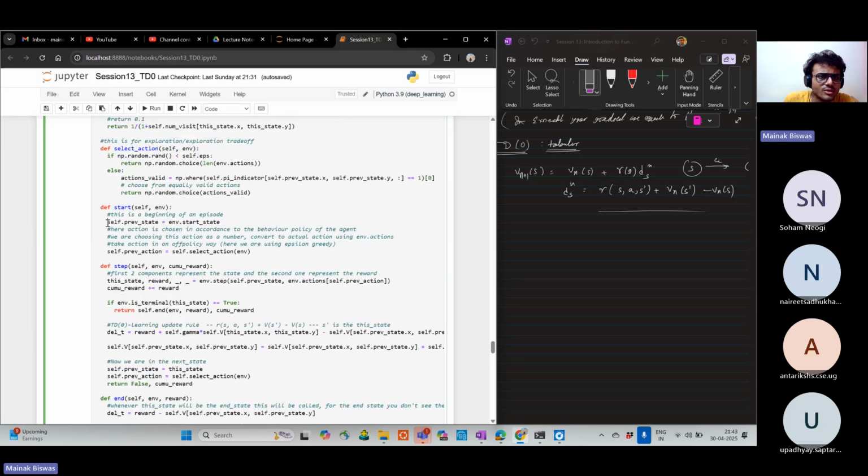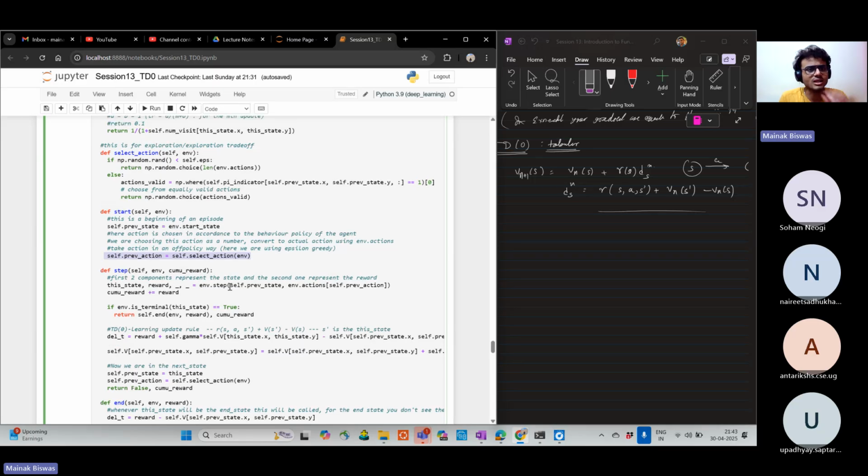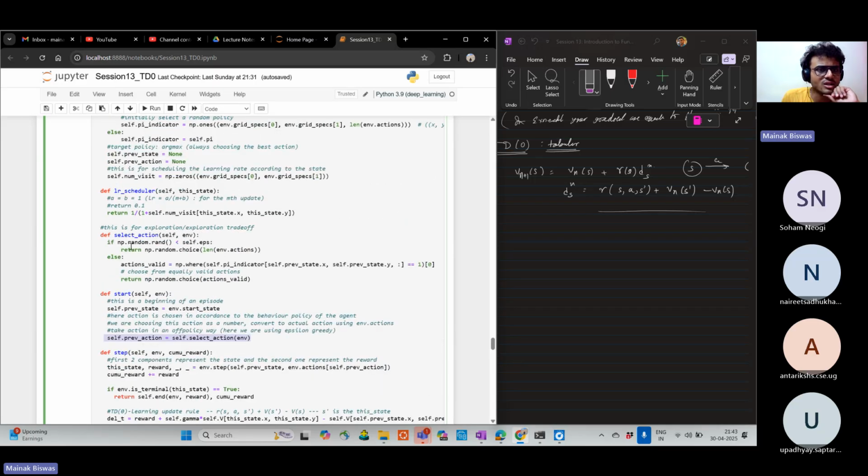In the start function, we name the current state as the previous state. We set it to the start state, and that's what we have done over here. We set it to the start state and we take an action. So for the current state, you take an action. So let us see how you select an action. It's an epsilon greedy selection of our action. So if it is less than epsilon, you select an action, else you choose randomly from the valid actions.